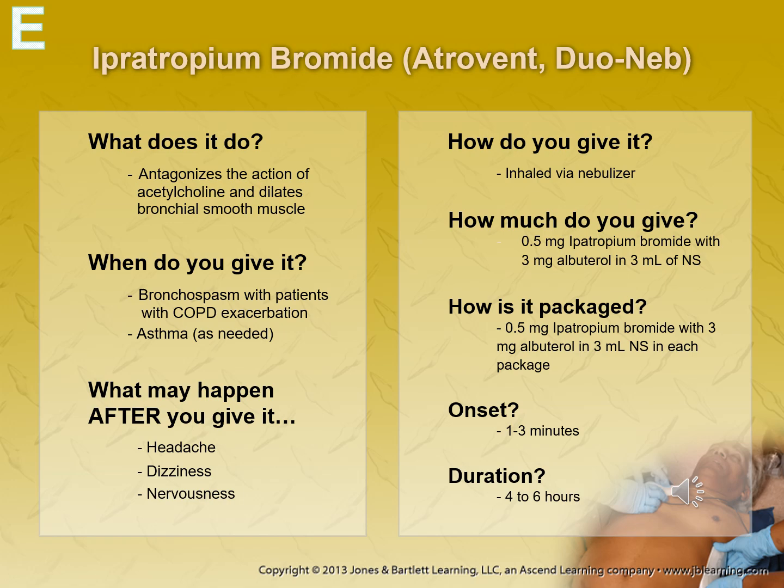How do you give it? It's inhaled. Onset's about 1 to 3 minutes. Duration is 4 to 6 hours. Remember, if your patient is super sick and they have given themselves a few albuterol treatments and it didn't work, make sure you go straight to this Duoneb and not repeat the albuterol.